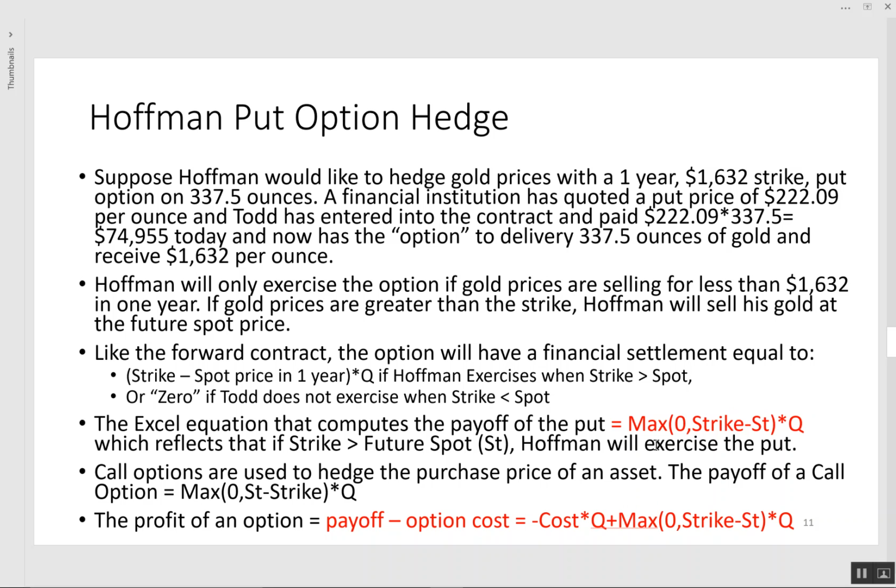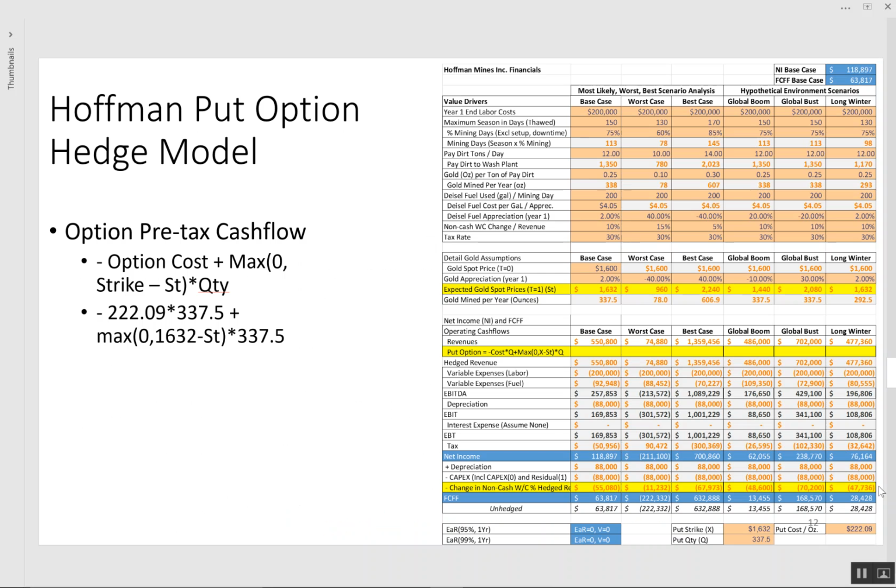Now the total profit would be the total cost of the option plus that payoff. Now for Samsung, if you want to buy an asset and you get a call option, all you do is flip these two terms. It's the max of zero, spot price minus strike price. Let's go ahead and put this formula in for Todd Hoffman.